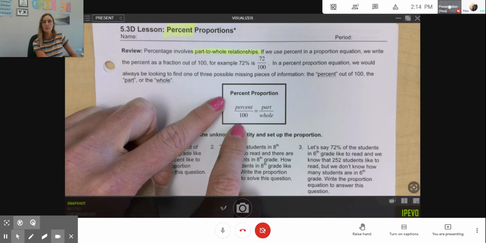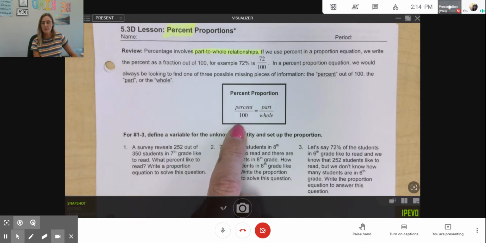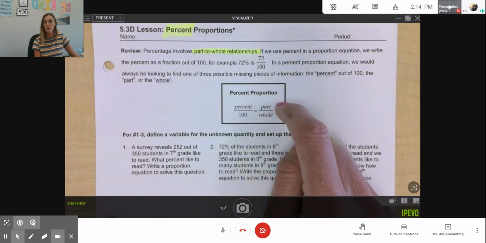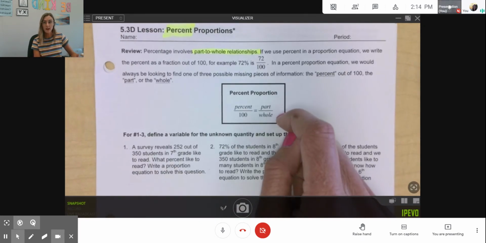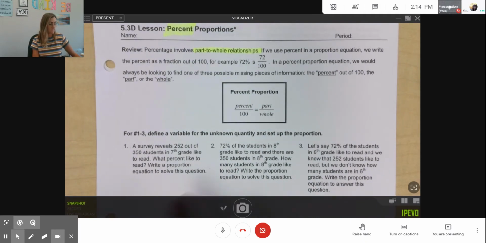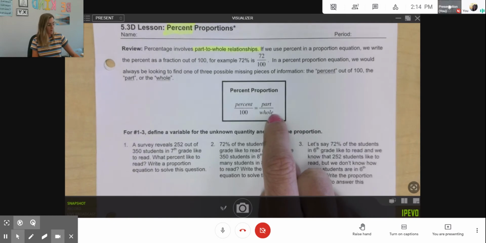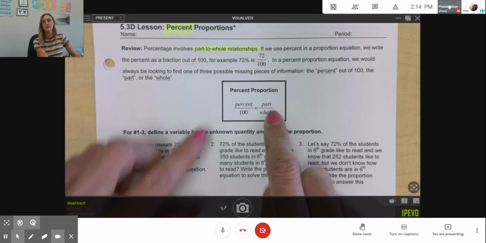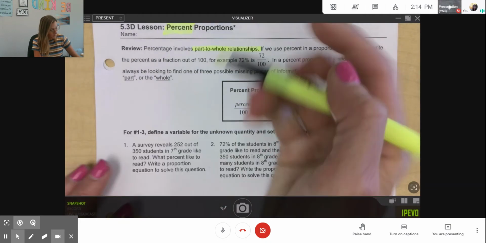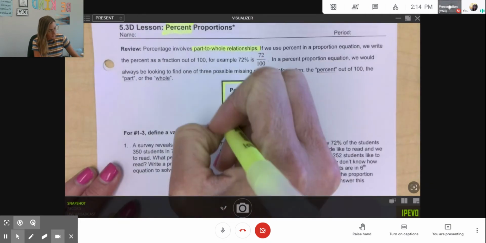In a percent proportion equation, we would also be looking to find one of three possible missing pieces of information: the percent out of 100, the part, or the whole. So this is like if you had a test and the test wasn't 100 questions, maybe it was 50 questions, and you got 40 out of 50 correct, you could then find what percent out of 100 you got on that test. Okay, so this is an important setup to remember.